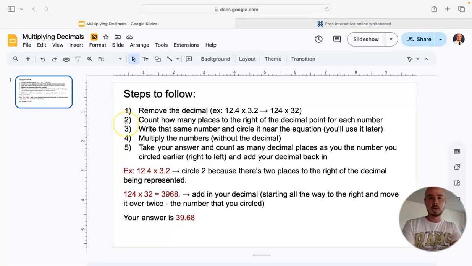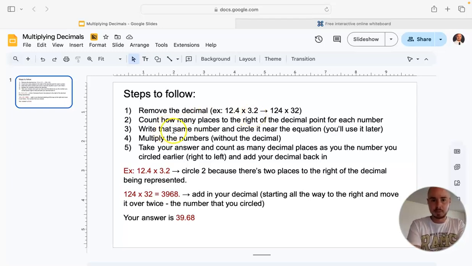Second, count how many places to the right of the decimal point for each number. For 12.4, there's one place to the right of the decimal. For 3.2, there's also one. Altogether, that makes 2.